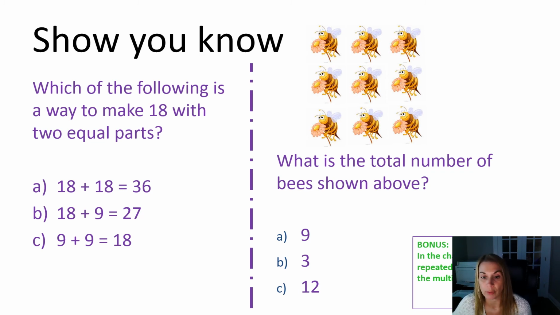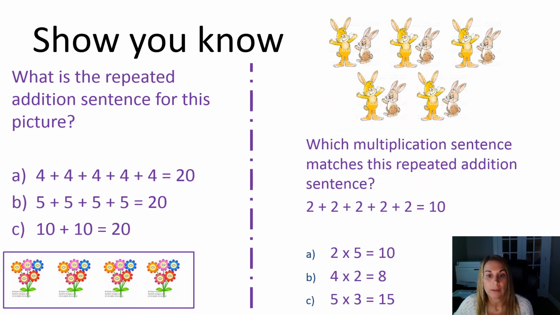What is the total number of bees shown above? And they would select their answer and we would discuss as well. And then I have down here in the box, it says a bonus. In the chat box, write the repeated addition sentence or the multiplication sentence if they are advanced and they can show that. And then just a few more examples to show what you know.